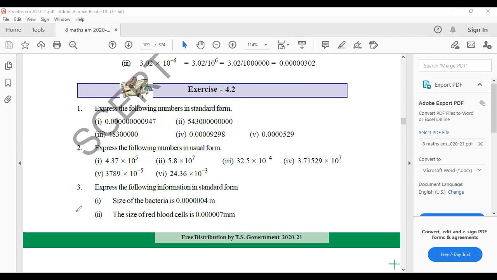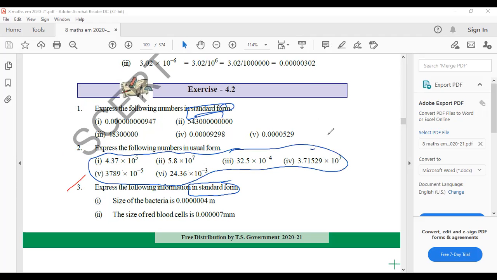Let us start working on the third bit. Now read the question of the third one: Express the following information in standard form. The standard form means the form should be like this. These are all standard forms.